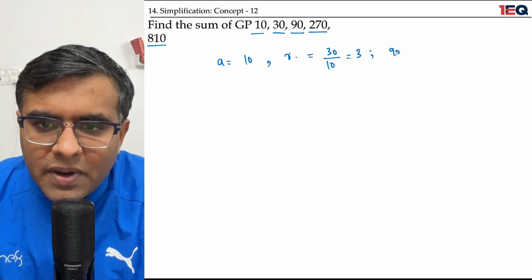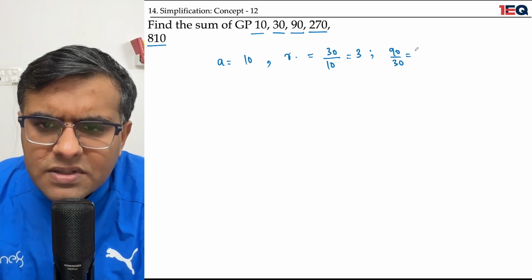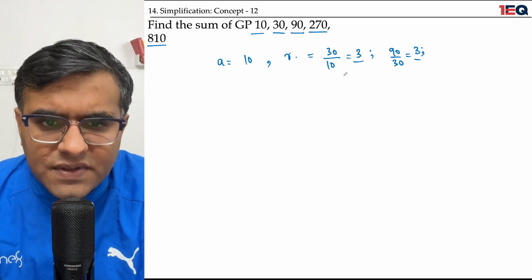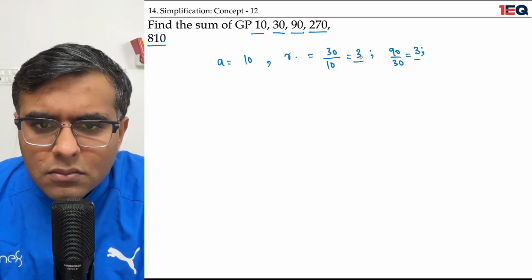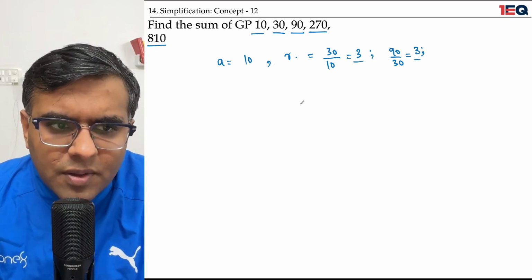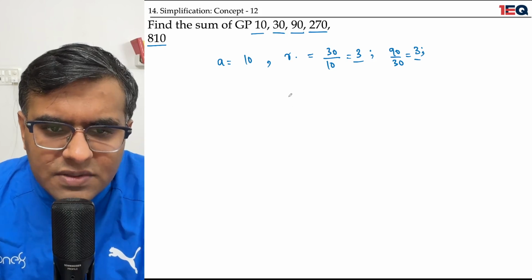Similarly, let me do it by 90 by 30 just to double check if I'm going in the right direction. So I have found out my value for r, which is 3. With a as 10 and r as 3, we have everything in place. I need to find out the sum of the GP. There are 1, 2, 3, 4, 5 terms in the GP.